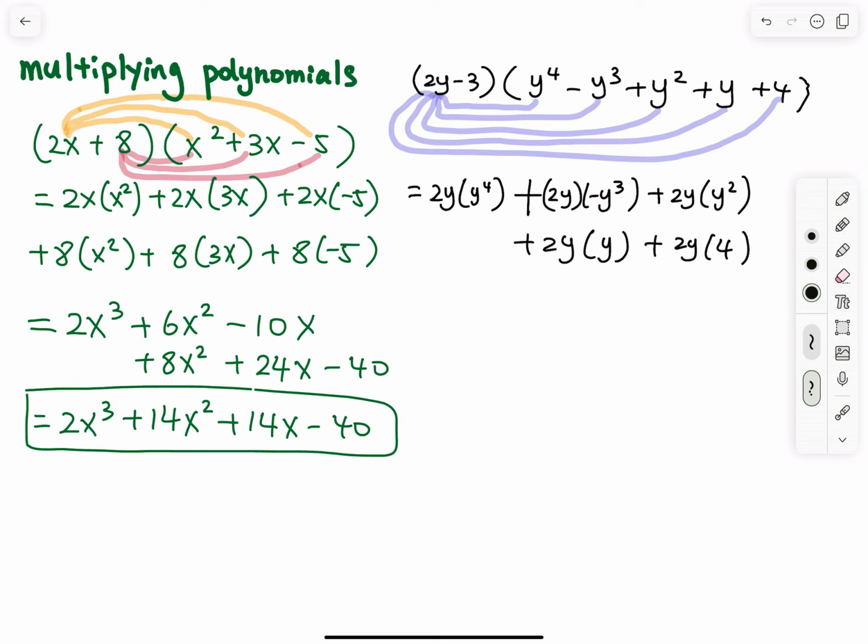Okay, the next line, if you are familiar with this, to save some work, you can just take the negative 3. Oh, I'm using the highlighter. You can just take the negative 3 and then multiply to each term.